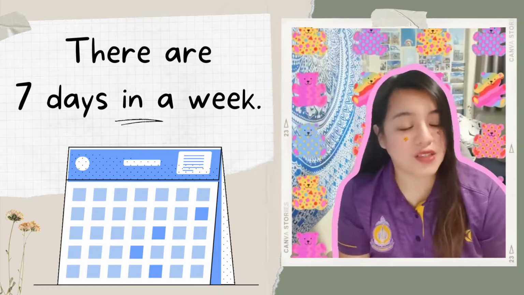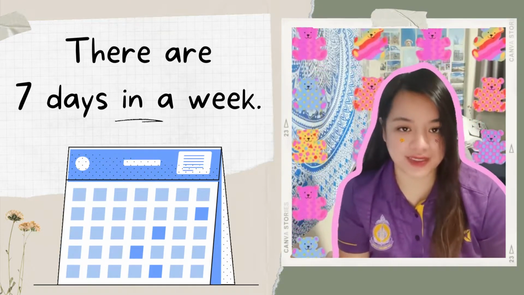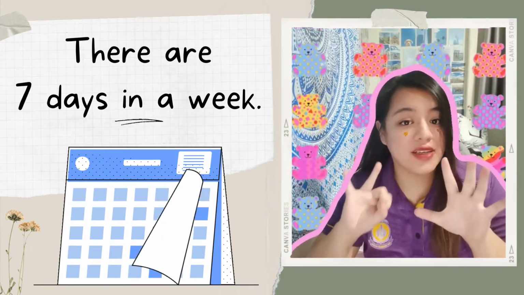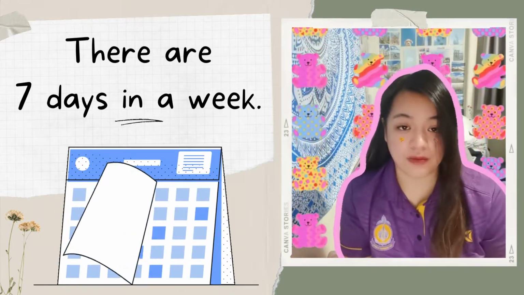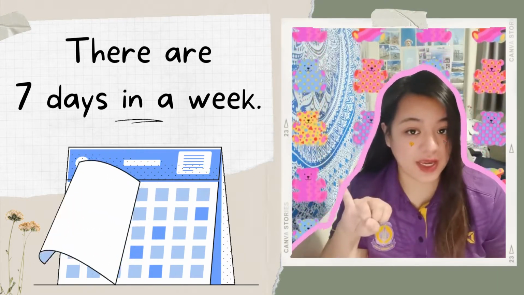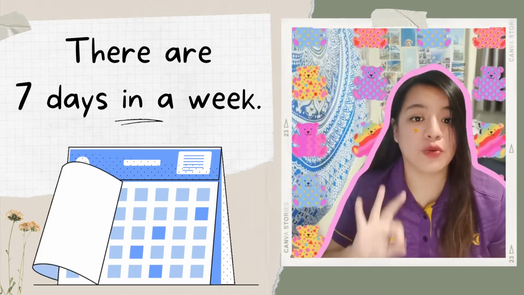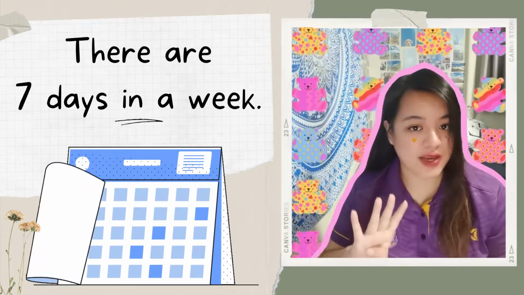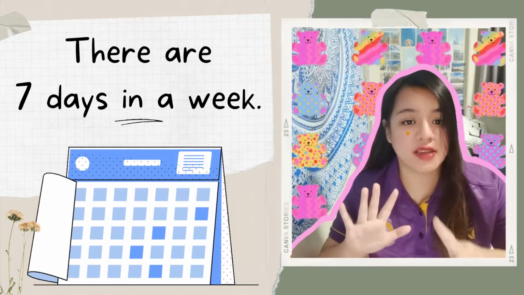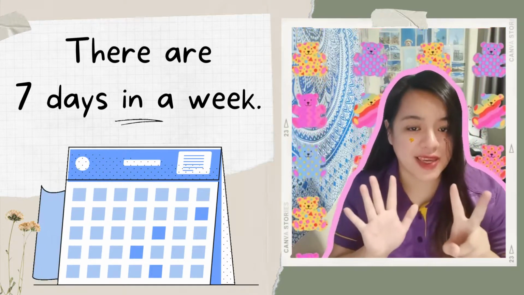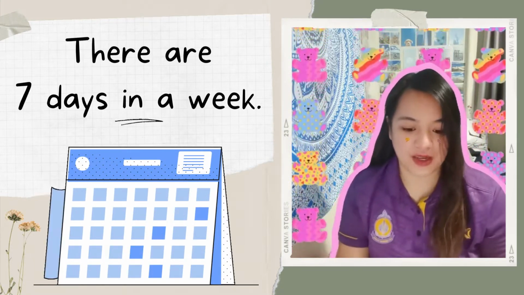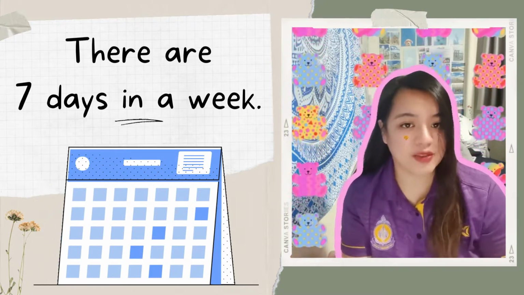Of the week. So there are 7 days a week. Those days are Monday, Tuesday, Wednesday, Thursday, Friday, Saturday, Sunday. That's 7 days in 1 week. Okay, let's talk about them one by one.